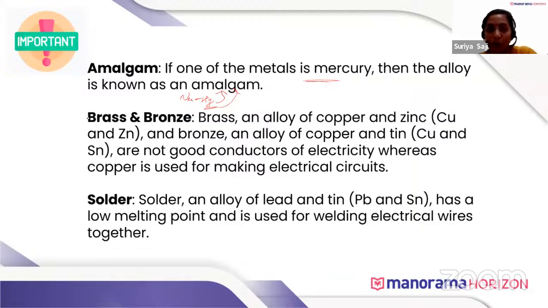Then brass and bronze. What are the elements present in brass? It's an alloy of copper and zinc. Brass contains copper and zinc. Bronze, copper and tin. Okay. Sn is the chemical symbol for tin.